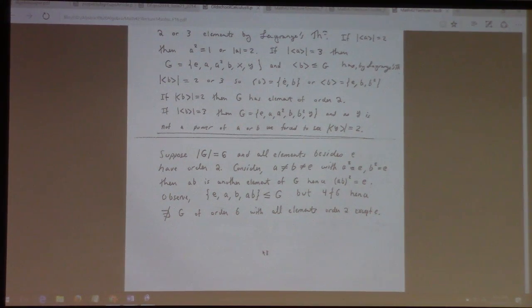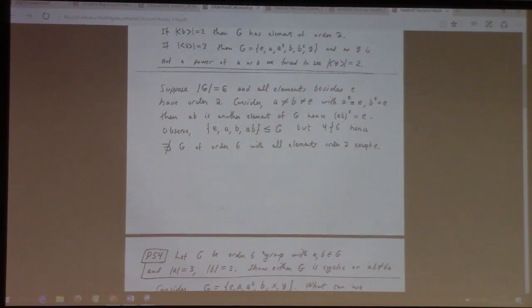All right. Were you assuming that G is abelian? Let's see here. No, but we're assuming that all elements besides E have order 2. Oh, so AB is another element. Yeah, it has to have order 2. So if we do have that, then it gives us this subgroup, which is forbidden.